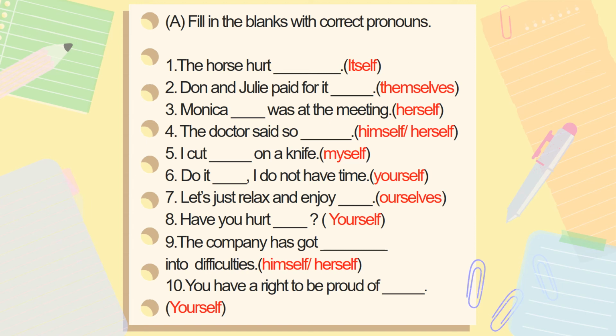Next one is do it yourself. I do not have time. So here the person is being asked to do this work by themselves. So we can write do it yourself. I do not have time.